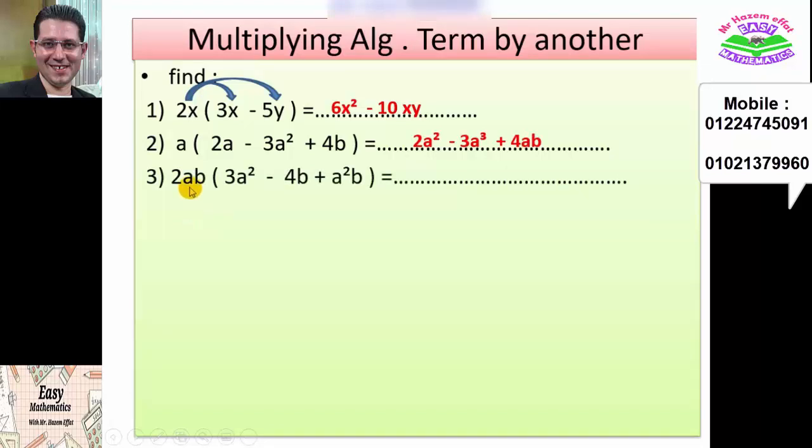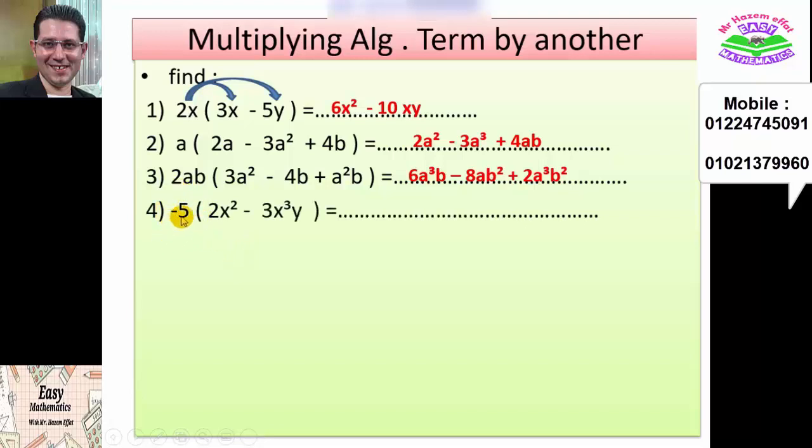By doing the same, multiply 2ab by 3a power 2 minus 4b plus a power 2b. By multiplying 2ab by each one, it will be equal, 2ab by 3a power 2 equal 6a power 3b. 2ab multiply negative 4b equal negative 8ab power 2. 2ab multiply a power 2b equal 2a power 3b power 2.